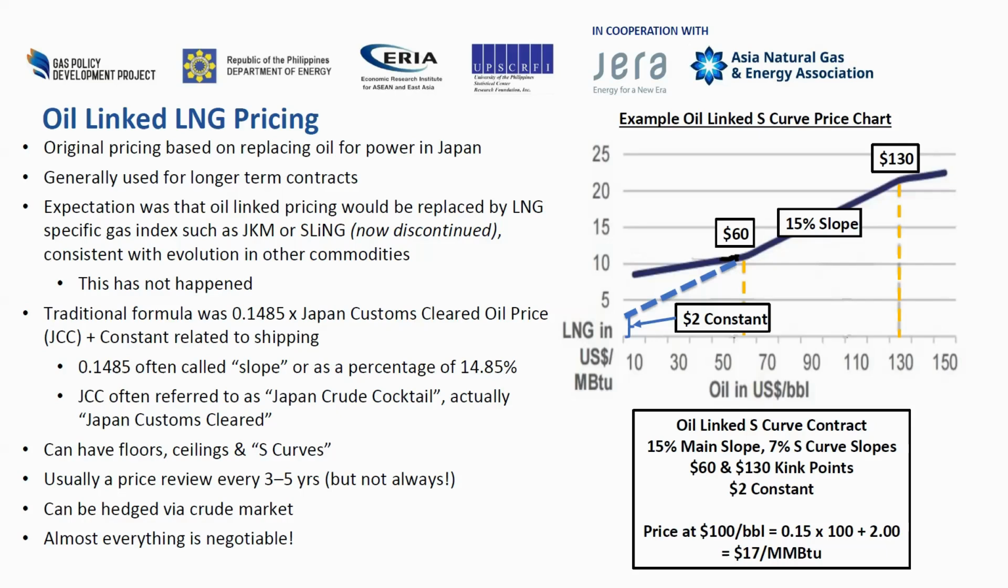You know, lots of ways you can negotiate these things. That example up there is a 15% slope S-curve. So the way you'd work out the gas price is just down here. So at $100, it's around about in the middle. It's just 0.15 times 100 plus what is called the constant, which is where that line crosses the axis.